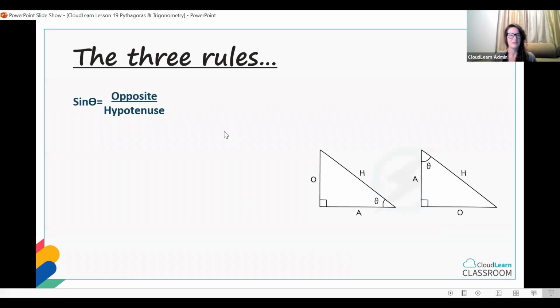Our three rules are that sine of the angle, so sine theta in this case, is going to be equal to the opposite side over the hypotenuse. The cosine of the angle is going to be equal to the adjacent over the hypotenuse, so the adjacent side divided by the hypotenuse. And the tangent of the angle is going to be equal to the opposite divided by the adjacent.